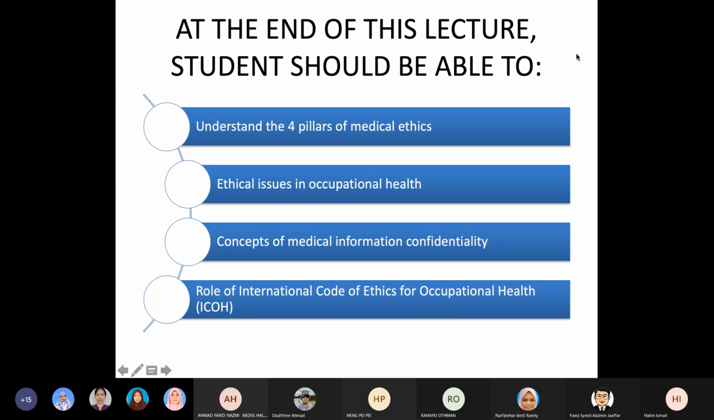So basically, at the end of this lecture, you should be able to understand the 4 pillars of medical ethics. I think you all know about medical ethics, right? Then, what are the ethical issues in occupational health, and the concept of medical information confidentiality, everything known to you as a medical practitioner. And the last one is the role of the International Code of Ethics for occupational health. And so basically, what are the 4 pillars of medical ethics?